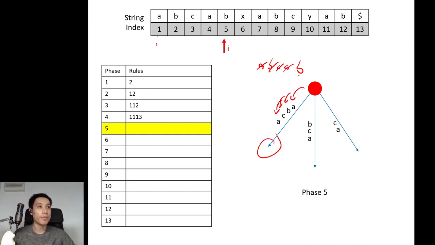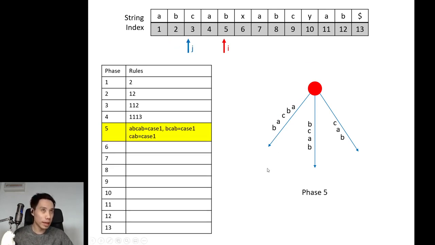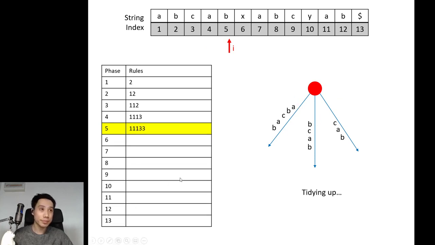Then I reach a leaf. New alphabet, put it in. Rule number 1. A, B is rule number 1. A, B, B already exists. Rule number 3. Okay. Then the next one, right, which is only B, already exists. Rule number 3. Tidy it up.